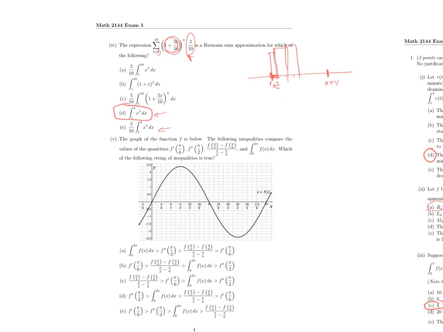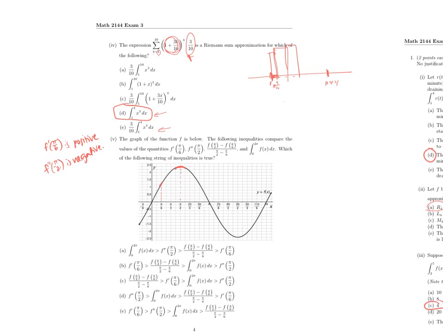Okay, so the graph of the function is below. Compare the values of f prime of pi over 6. So f prime of pi over 6 is the derivative there. I know that to be positive. Okay, what's the next one? f double prime of pi over 2. f double prime deals with the concavity. That's concave down there, so I know f double prime of pi over 2 is negative.